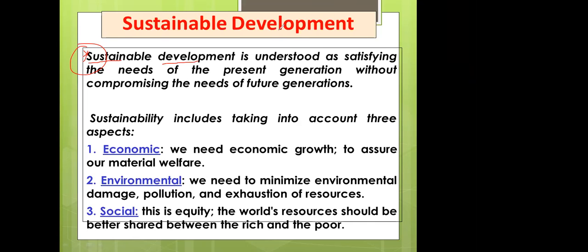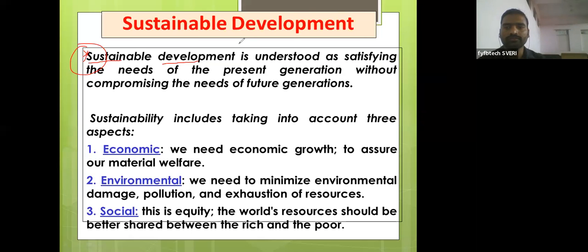Sustainable development is understood as satisfying the needs of the present generation without compromising the needs of future generations.